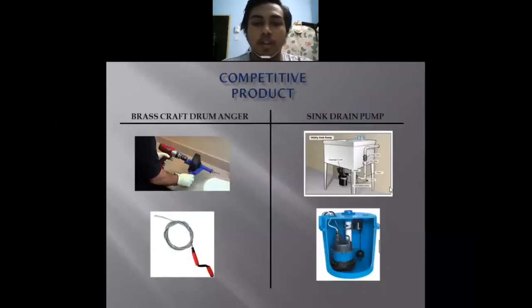There are two products that have a correlation to our proposal. The first one is the Brushcraft Drum Anchor. It is manually used, and the main part is the drain snake. This is the main part to unclog the sink. The second one is the sink drain pipe. This is powered by a pump that is installed underneath the sink. This method is more powerful to unclog a sink. Our product would like to combine these two to improve efficiency and functionality.